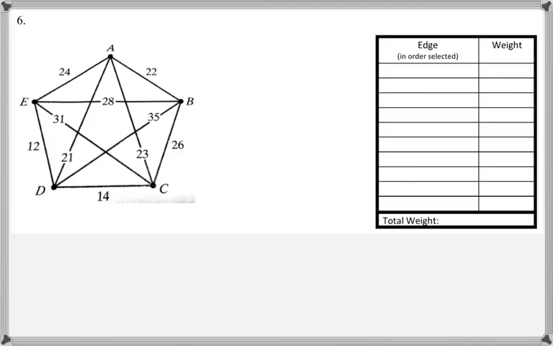On question number 6, we are trying to find the minimum spanning tree for this graph. And because we have 5 vertices, we are going to need 4 edges to make up this minimum spanning tree. So using Kruskal's algorithm, we need to select the edge with the lowest weight, which would be 12 for ED.